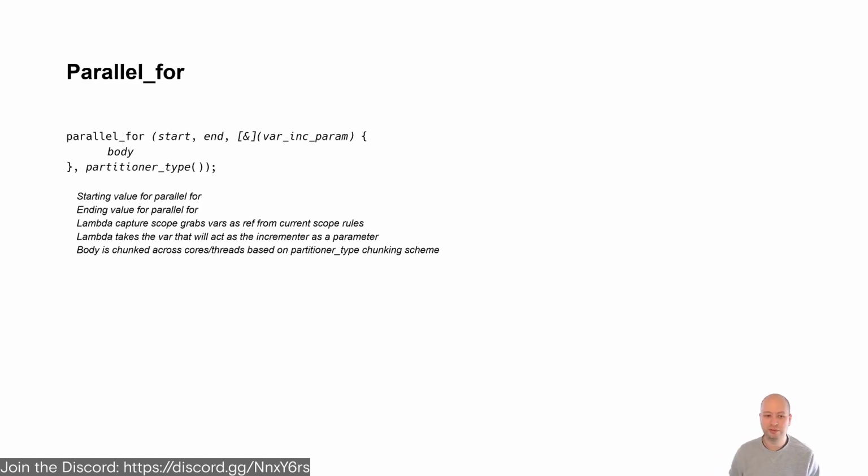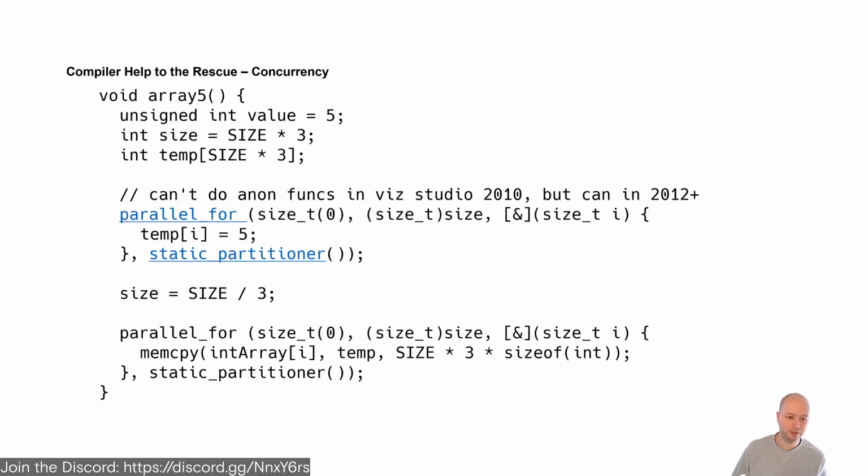It'll pass in these numbers, just like a for loop with an integer conditional. But in this case, it's not a conditional. It's just the beginning and end range. And then finally, the body of this function will be chunked across cores and threads based on your underlying concurrent resources given by the partitioner type scheme, which in this case we provided the static partitioner.